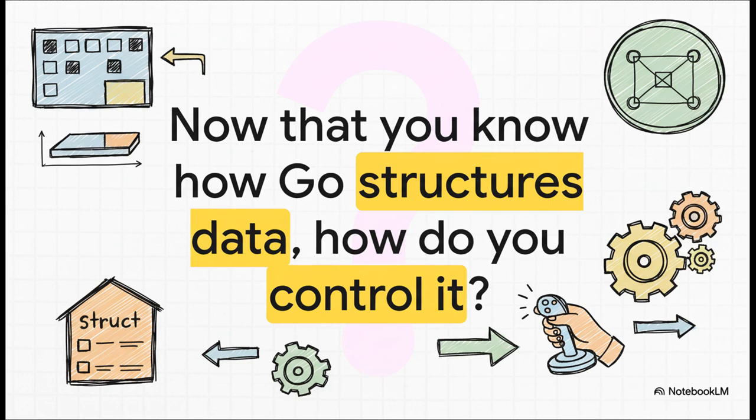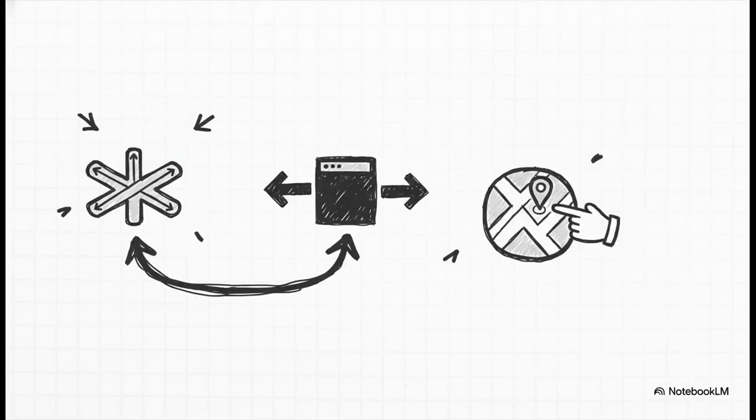So we've covered how to build the containers for all your data, but now what? How do you make decisions, repeat actions, and organize all your logic? Well, that leads us right into the fundamental control structures of the language. And in our next explainer, we're going to dive into exactly that, controlling the flow of your program with conditionals and loops, and organizing your code with functions and pointers.